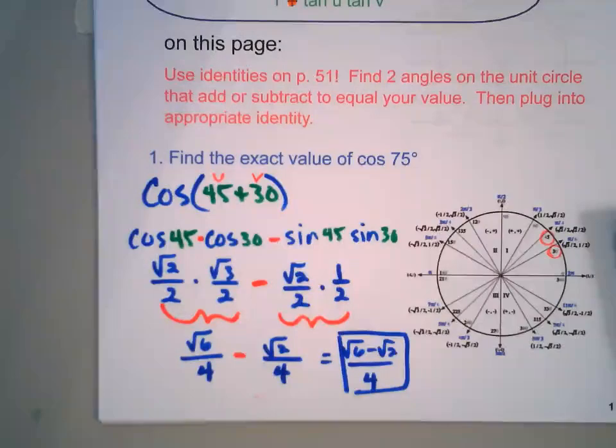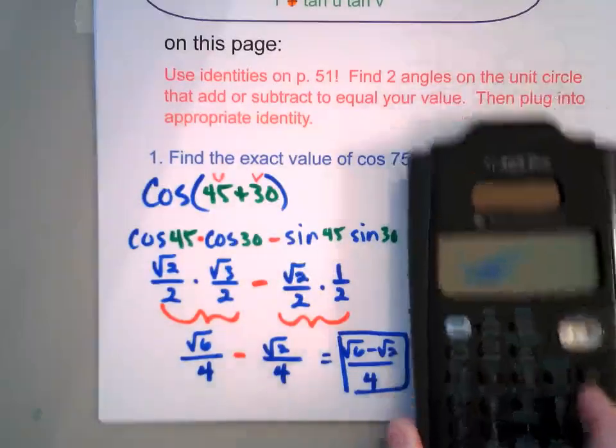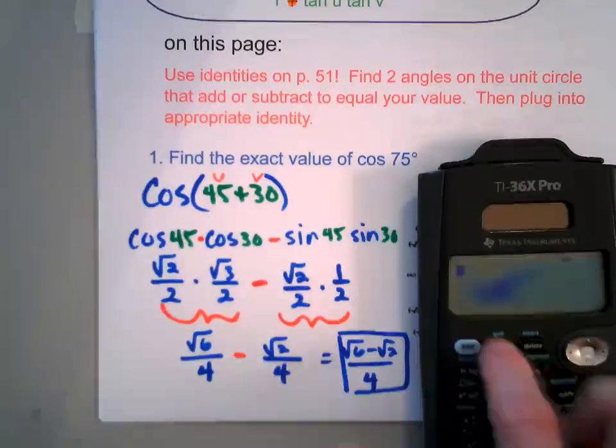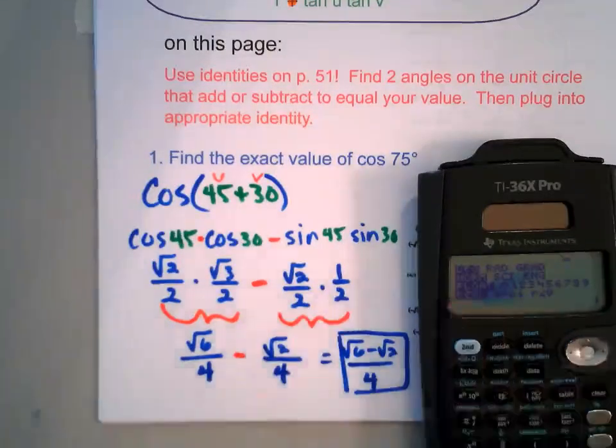That is the exact value of the cosine of 45 degrees. Sorry, 75 degrees. And so just to prove that, we'll make a calculation, making sure that I am in degree mode because we're calculating a degree. So if I did the cosine of 75, that's square root of 6 minus square root of 2 over 4.